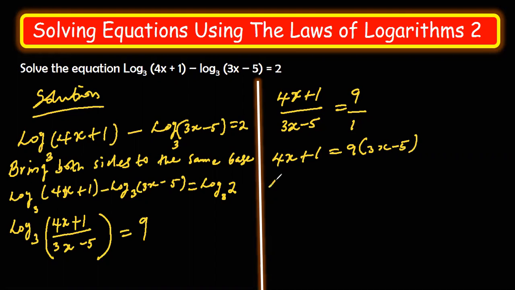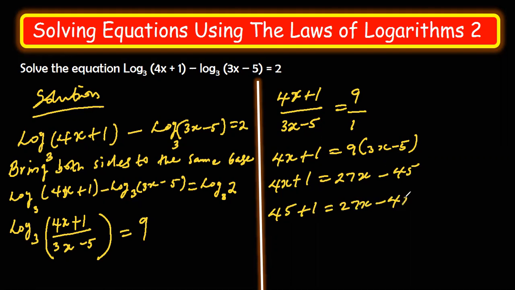Then 4x + 1 equal to 9 times 3, yes, we should have 27x minus 9 times 5 is 45, right? Having done this, we just collect like terms. So minus 45 is coming here, and it's going to be plus 45, now plus this one, equal to 27x minus 4x. This is what we have after collecting like terms. So we should have 46 here equal to 27x minus 4x.